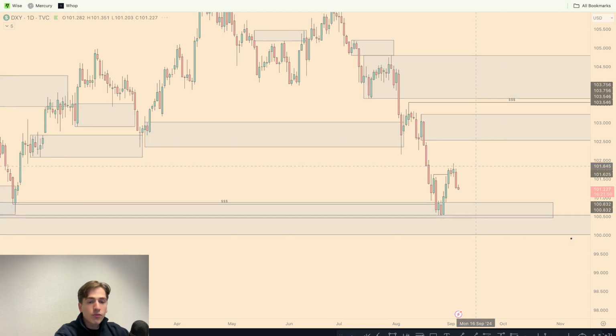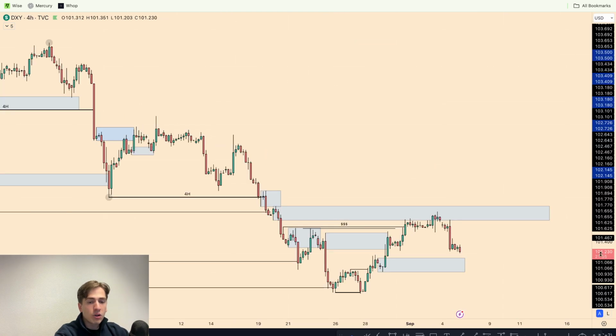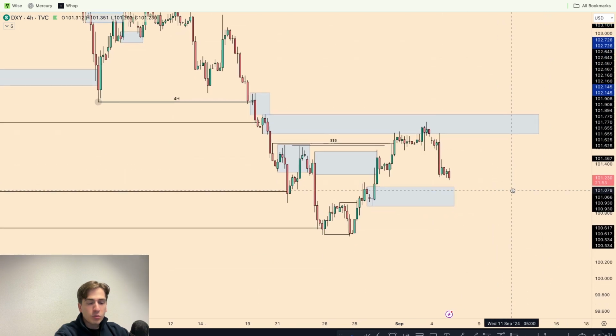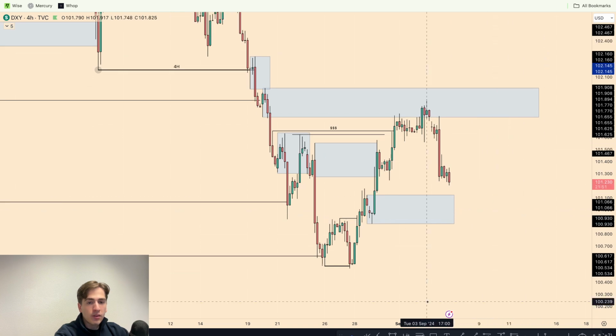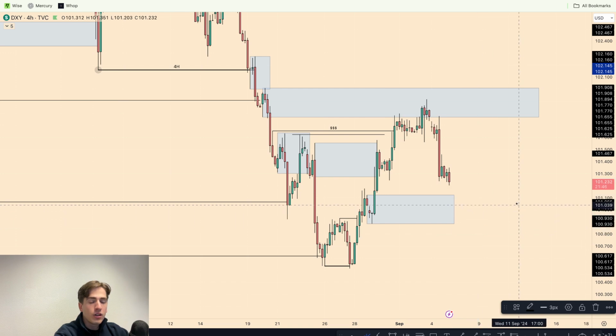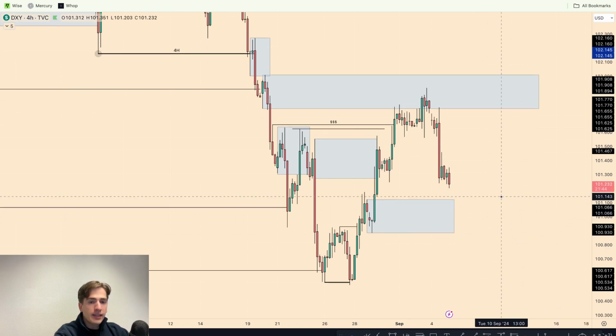There is still room for the dollar index to fall down lower, in my opinion. So we're just waiting to see what will happen. For now, the overall order flow is bearish, so just continue looking for further downside from the dollar index. That is my 2 cents.